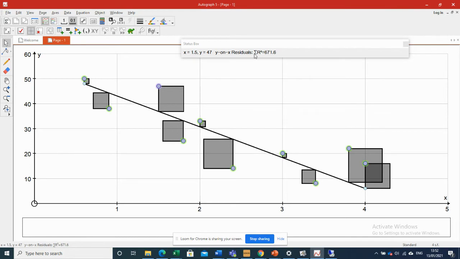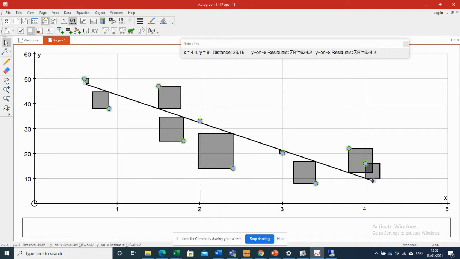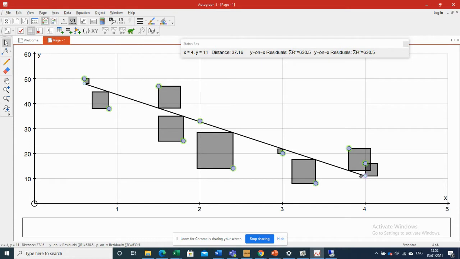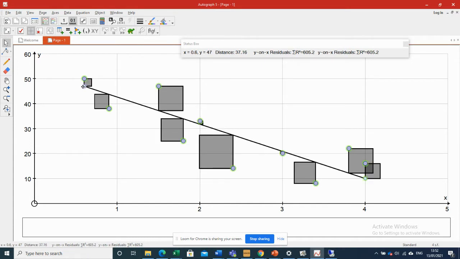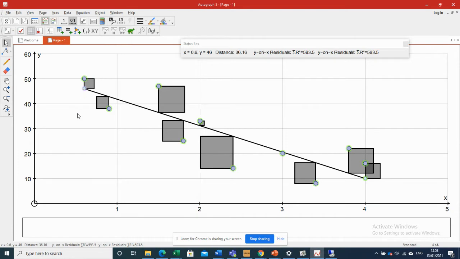So if we look at the status box up here, this 671 tells me the sum of the squares. So what I'm going to try and do is get that a little bit smaller. So I can see I've got it down to 623. It's gone up a little bit there. So let's move this one. So I've got it down to 593. Okay, that seems about as low as I'm going to get it. So let's check.